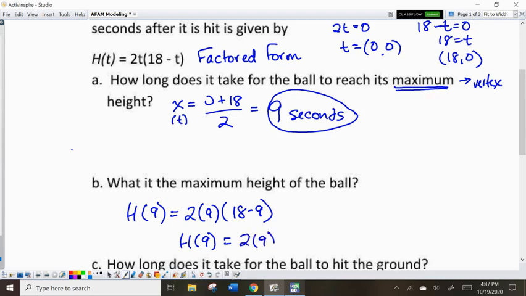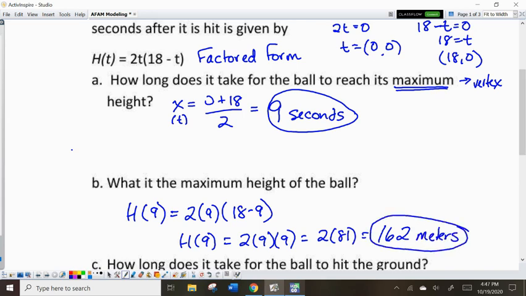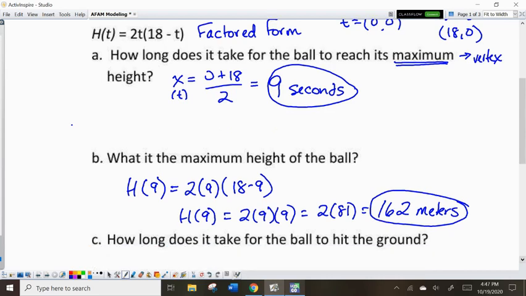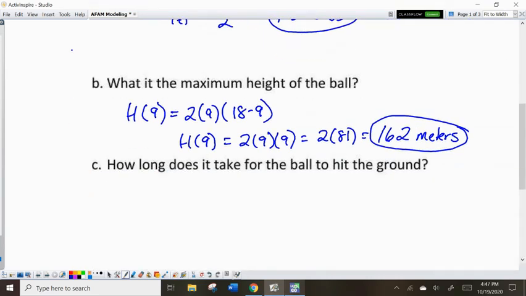We get 2 times 9 times 9, which is 2 times 81, which is 162. So that would be 162 meters as the maximum height of the ball. So 162 is our vertex.